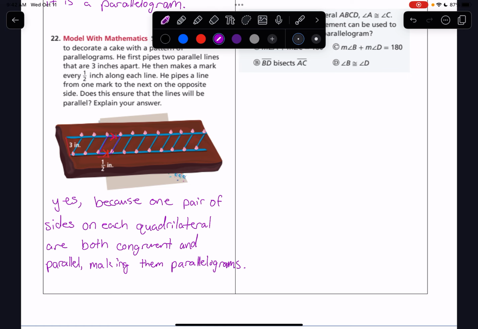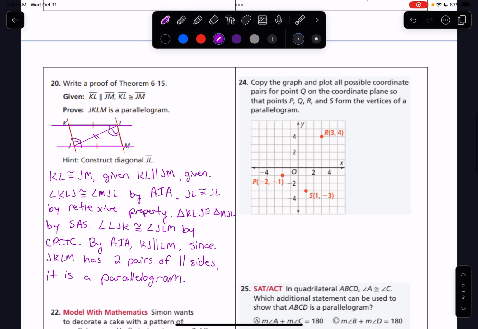There we go. And last couple here. We don't need to copy the graph, but we can plot all possible coordinate pairs for Q on the coordinate plane so that P, Q, R, and S form the vertices of a parallelogram. All right, there's going to be 3 of these depending on which way we see this parallelogram going. And I'll fill in the side lengths I'm talking about. So if here is 2 sides of our parallelogram, then the 4th side is going to have to be parallel, and it's going to be out here somewhere. It's going to be parallel to this line.